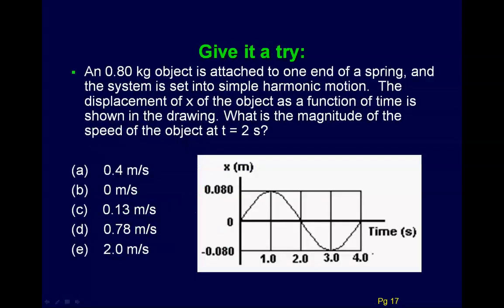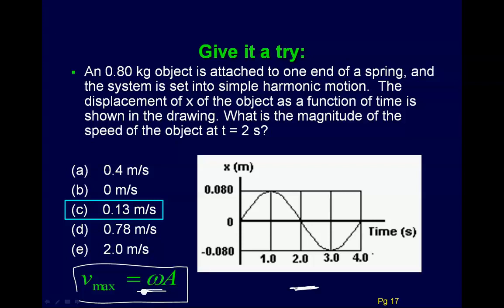Okay, let's try another, give it a try here. So it's the same situation we were talking about before. I want to know, what is the magnitude of the speed of the object at time 2 seconds? All right, and hopefully we got this one here, 0.13 meters per second. So the trick here is just to realize, okay, so here at time 2 seconds, the position is 0. So we know that if the position is 0, the velocity is hitting a maximum. And our velocity maximum equation looks like this here. So it's omega, the angular frequency we found in the last problem, times amplitude. And amplitude is basically the maximum displacement. And so here that would be 0.08.